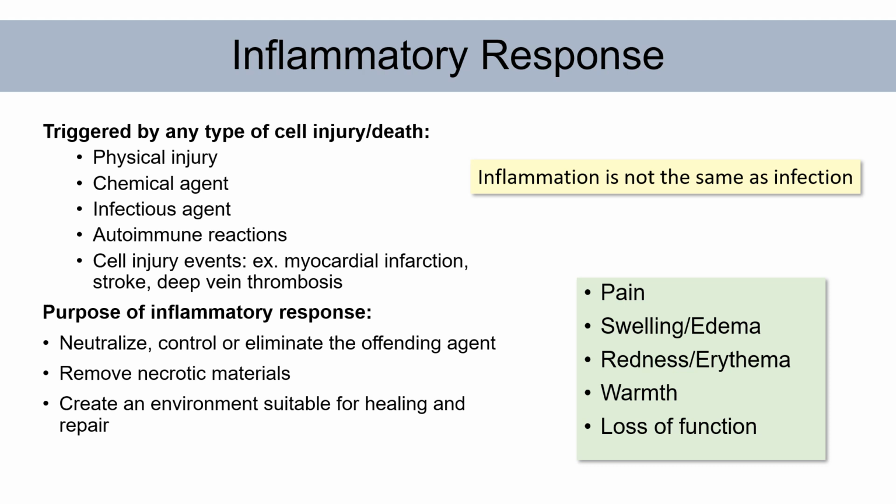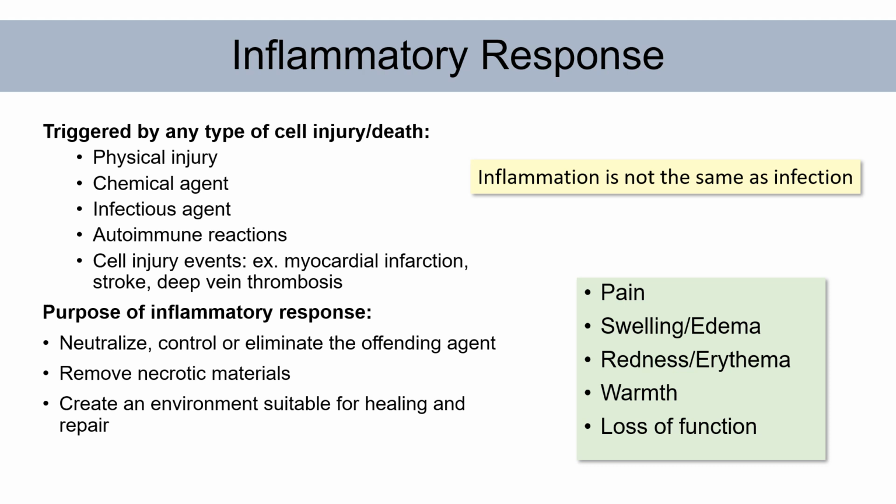It can be from an actual physical injury where we fall and get hurt. It can be a chemical agent like a burn. It can be an infectious agent like a virus, bacteria, a fungus, a parasite. It can be an autoimmune reaction, which we'll talk about in another chapter. Or it could be a cell injury event.